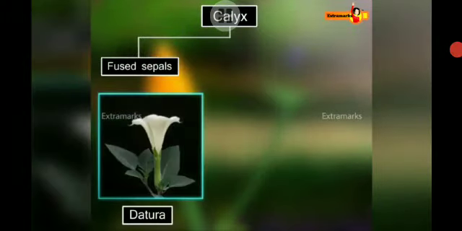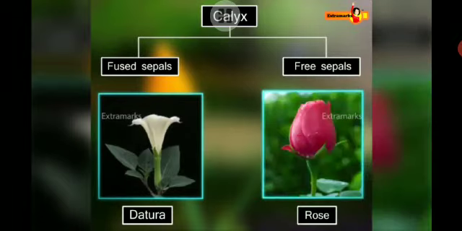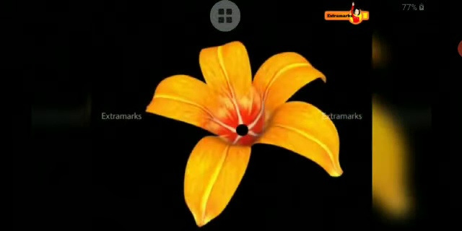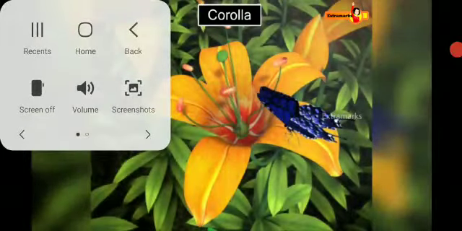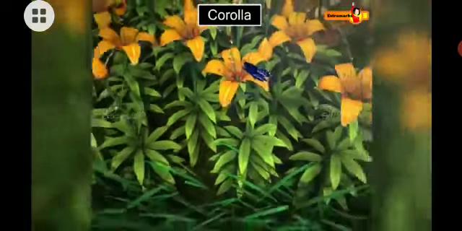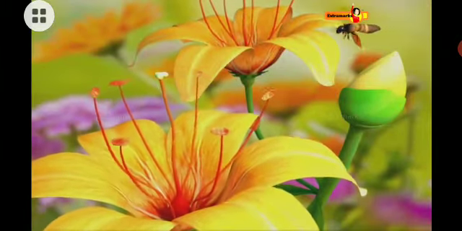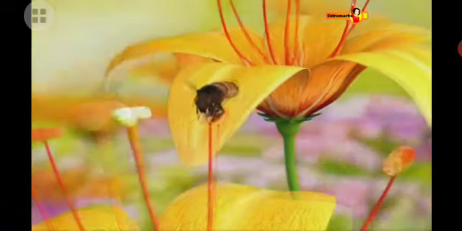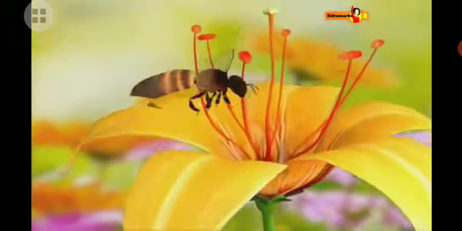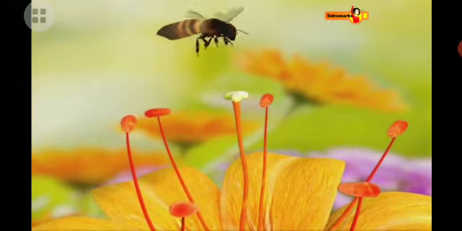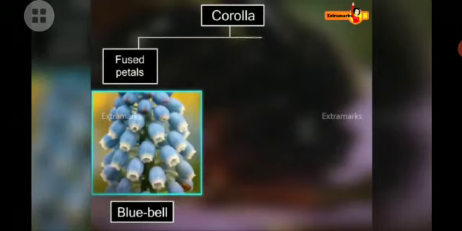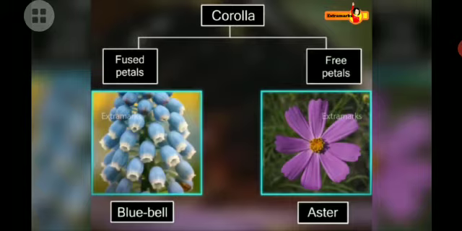Some flowers like Datura have fused or united sepals, while others like rose have free sepals. Corolla is generally large, elaborate, bright-colored and sweet-smelling, which helps in attracting insects, moths and honeybees during pollination. Like sepals, petals are also united as well as free. For example, bluebell flower has fused petals, while aster flower has free petals.